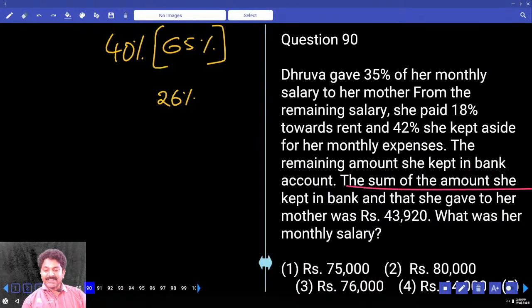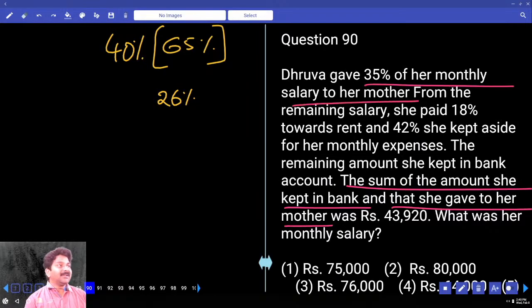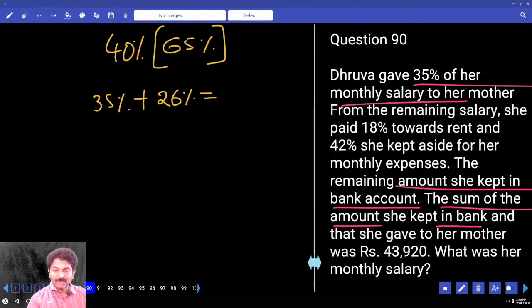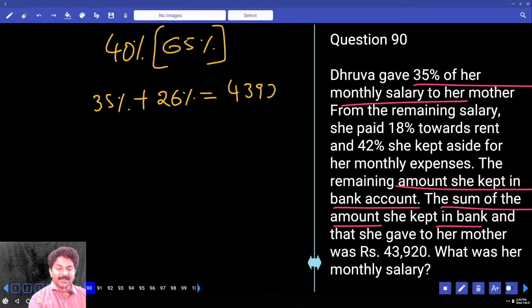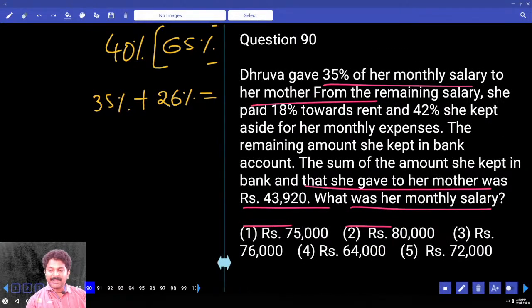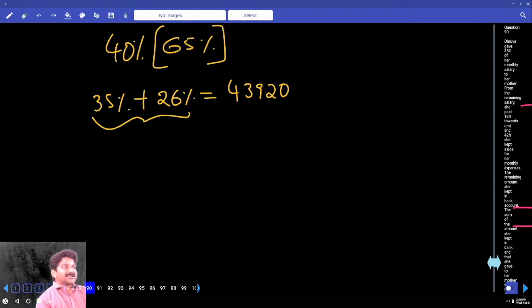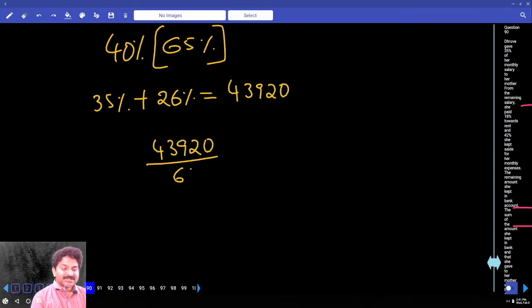The sum of amount she kept in the bank, which is 26%, and that she gave to her mother. How much money is given to mother? Come on. 35. Sum of these two numbers is equal to 43,920. So this value is equal to 43,920. And monthly salary. How much is this left hand side percentage wise? 61. 43,920 is equal to 61%.